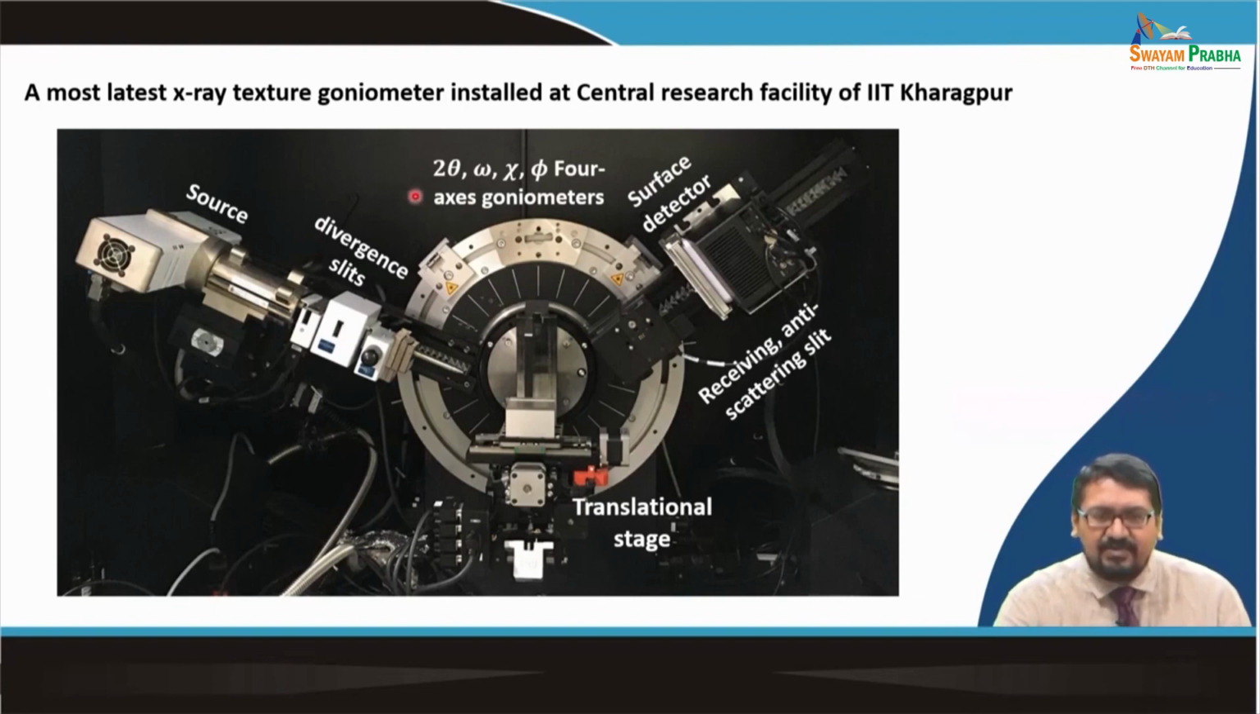It has the 4 axis 2 theta, omega, zeta, phi goniometer, and you can see that it has the sample holder with a translational stage, one translational in this direction and another translational outside and inside of the screen, right. You can see the presence of the receiving and the anti-scattering slit, and in place of the point detector which was present in the old models, surface detectors are now being used, which makes the pole figure measurement faster.